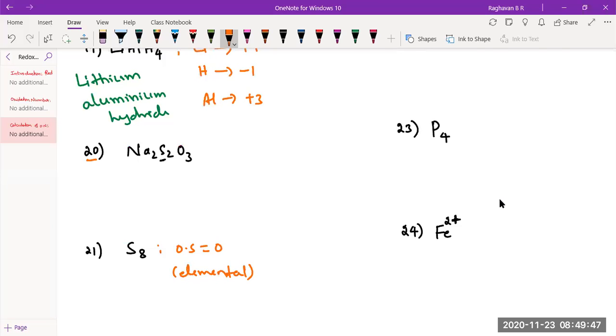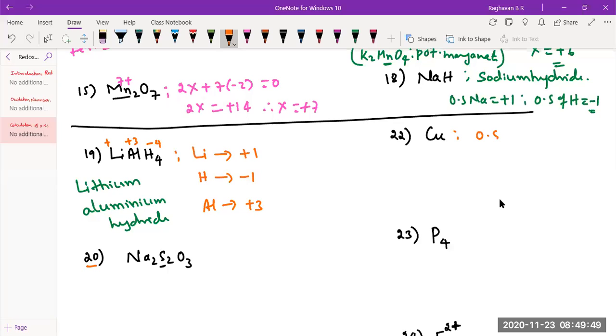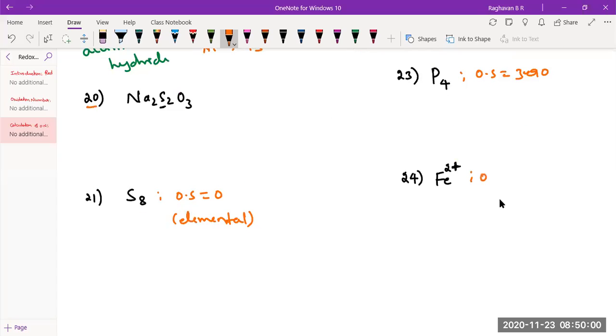Oxidation state? 0, sir. Elemental. 0. Oxidation state? 2 plus. Charge on the ion in case of monoatomic. Those are all pretty simple.